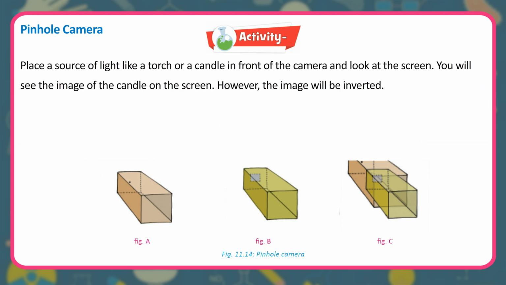Place a source of light like a torch or a candle in front of the camera and look at the screen. You will see the image of the candle on the screen. However, the image will be inverted.